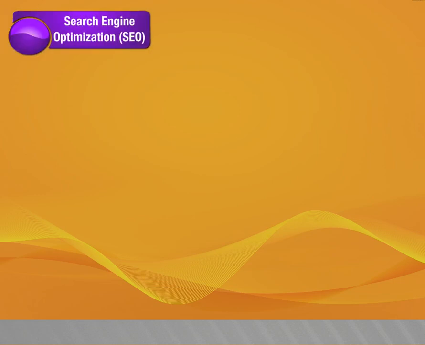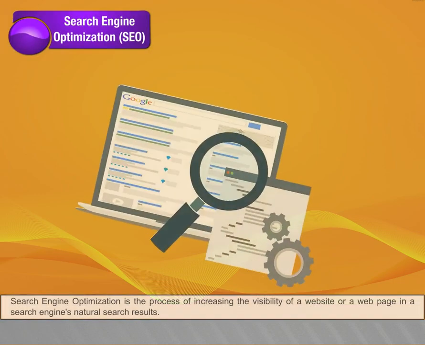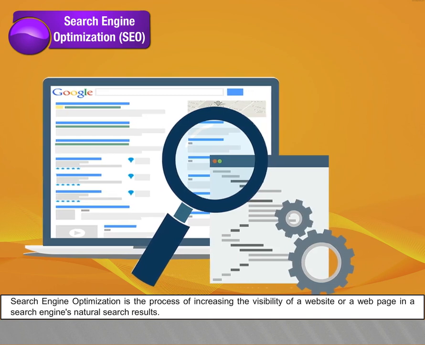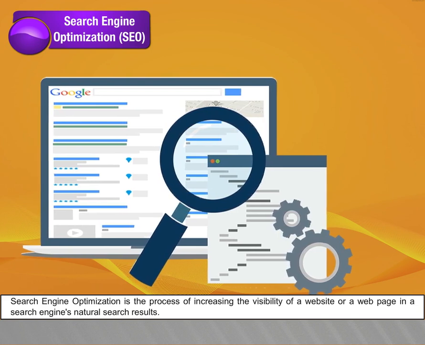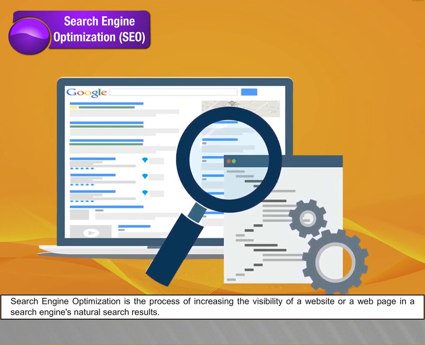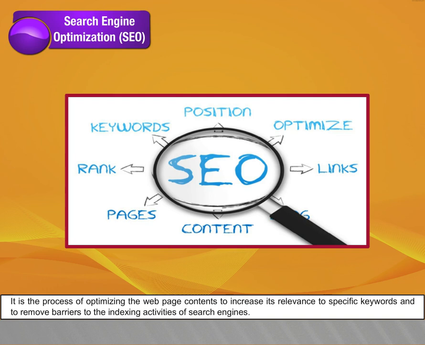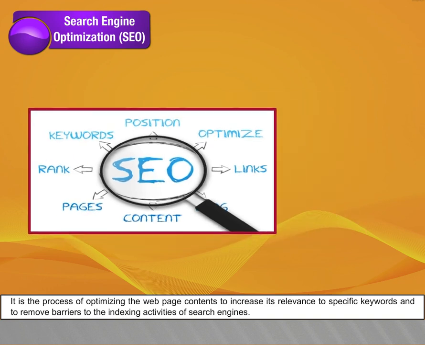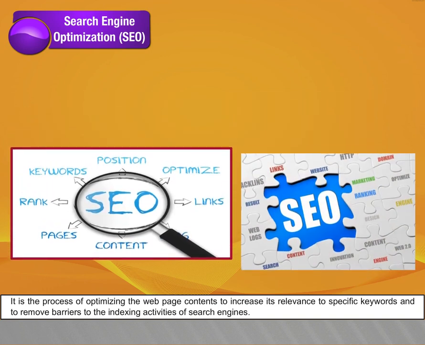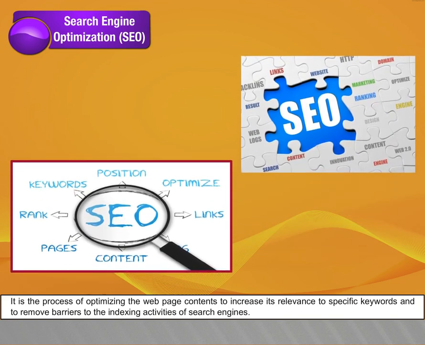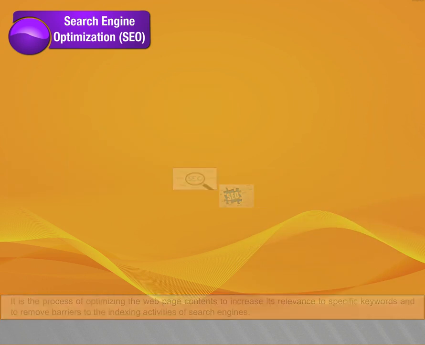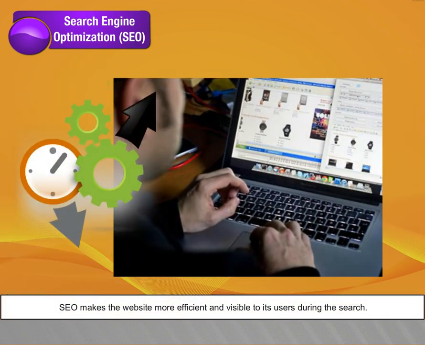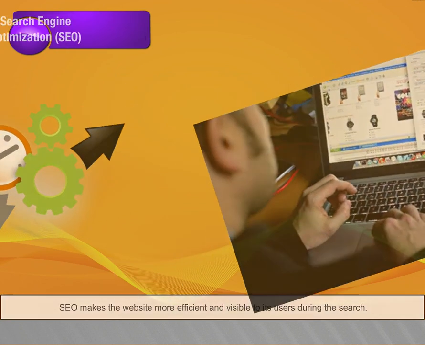Search engine optimization, SEO. Search engine optimization is the process of increasing the visibility of a website or a web page in a search engine's natural search results. It is the process of optimizing the web page contents to increase its relevance to specific keywords and to remove barriers to the indexing activities of search engines. SEO makes the website more efficient and visible to its users during the search.